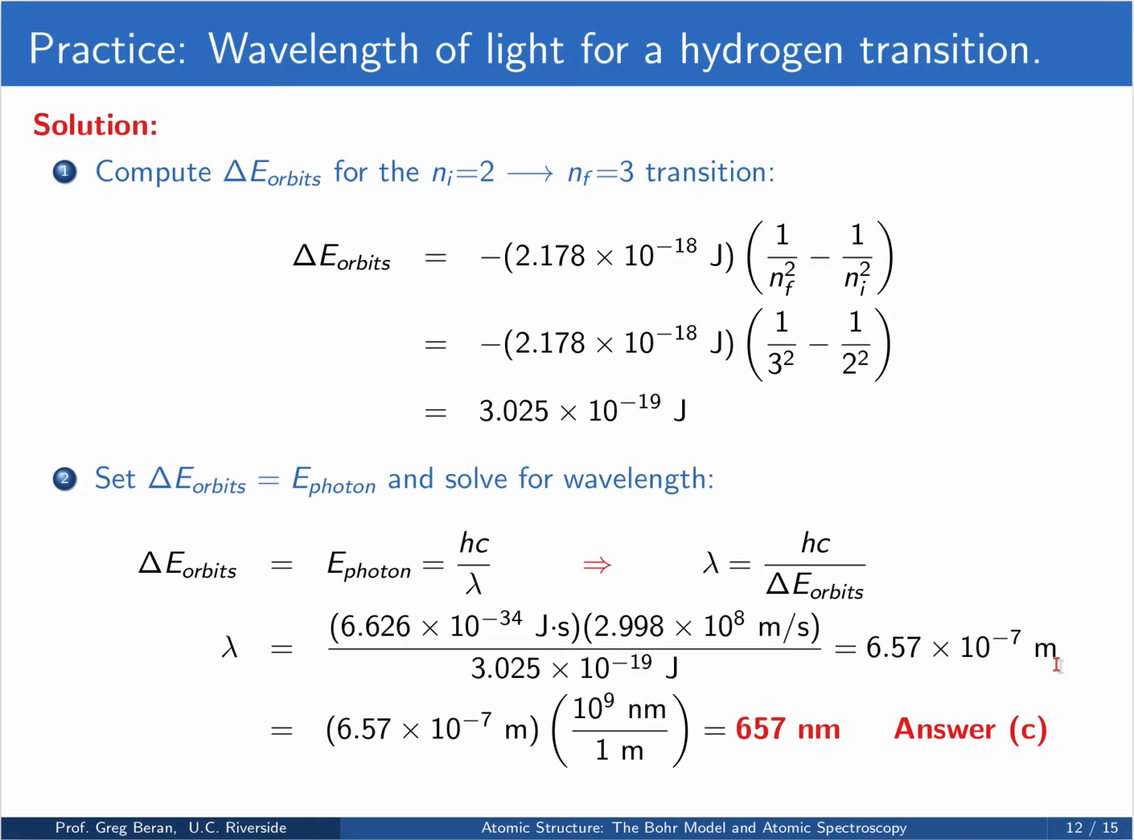When I go ahead and crunch all these numbers in my calculator, I get 6.57 times 10 to the minus 7 meters. If I want to convert that to nanometers, I can use the conversion that there's 10 to the 9th nanometers per meter. And when I multiply this out, I get an answer of 657 nanometers, which corresponded to answer C.